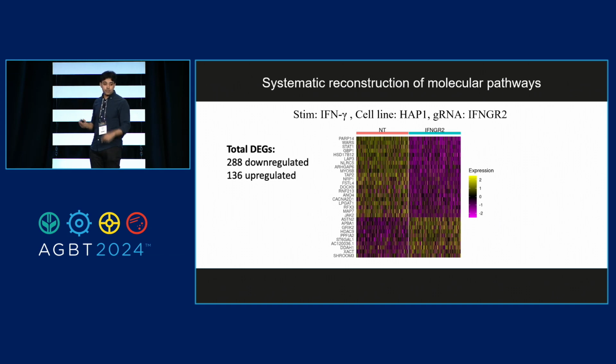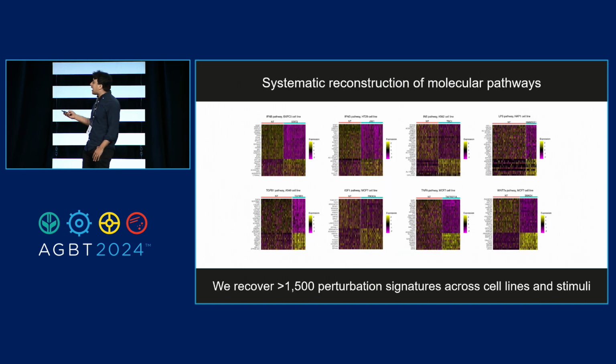Again, this is one data point. Our data set has thousands of these different perturbation signatures across cell lines, across regulators, and across signaling pathways. Again, this is not observational data. This is real causal perturbation, dictionaries of causal perturbation signatures.